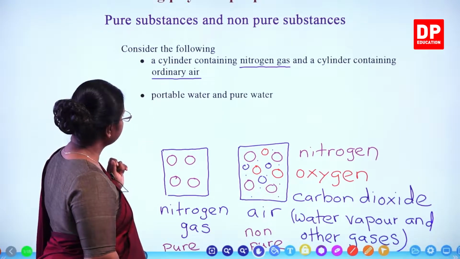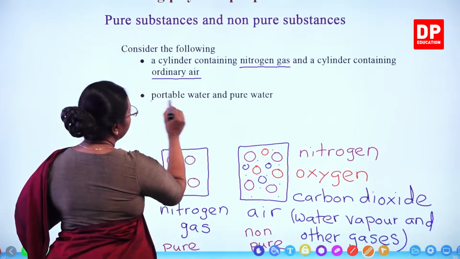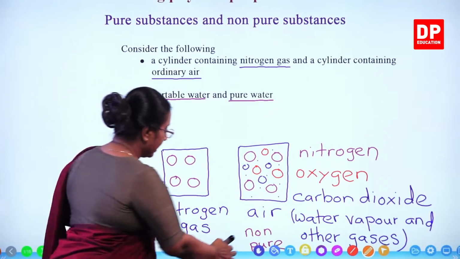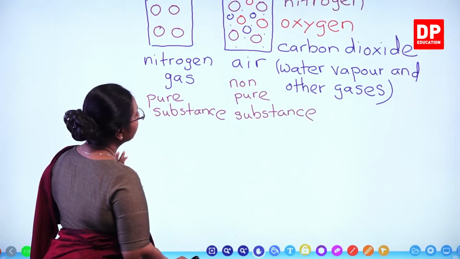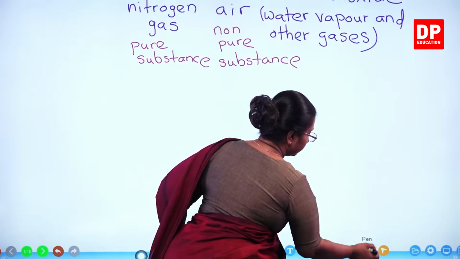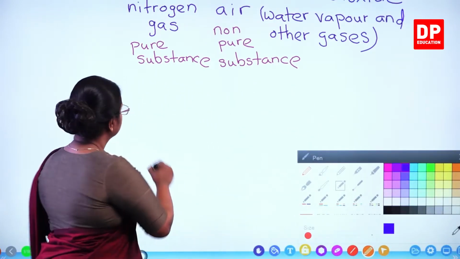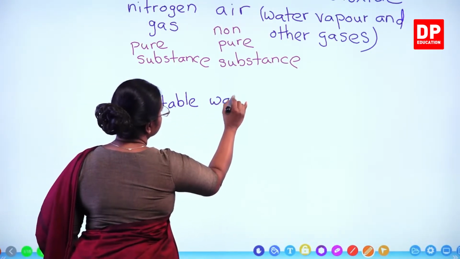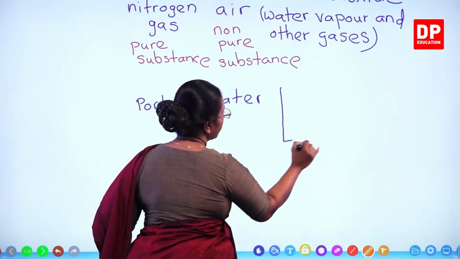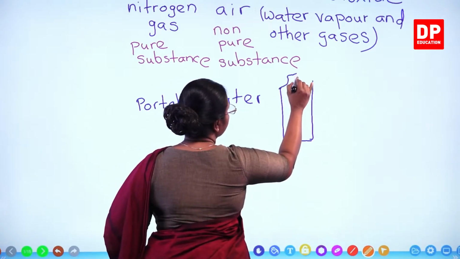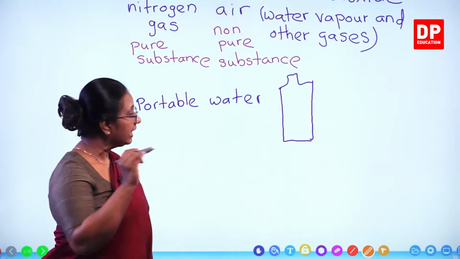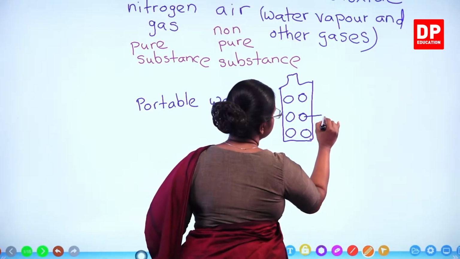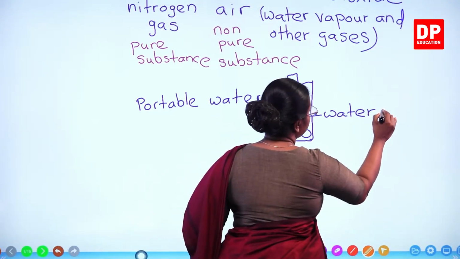Then we have another example, potable water and pure water. We will consider that as well. Now, what is potable water? Normally the water that we get in water bottles, potable water. In that, you will have water molecules. So these are water molecules or water particles, let's say.